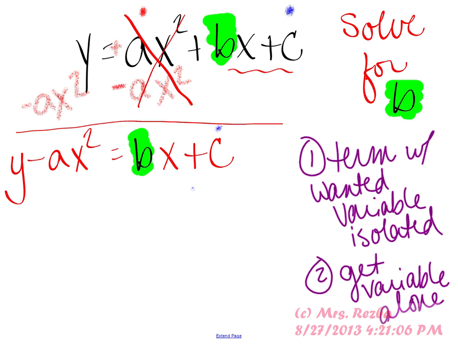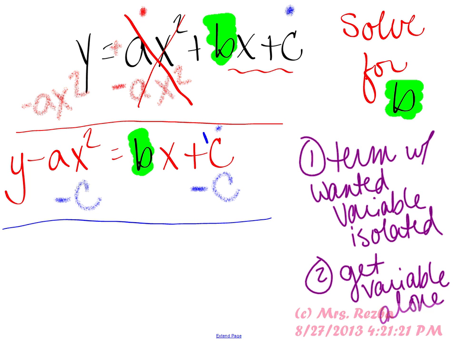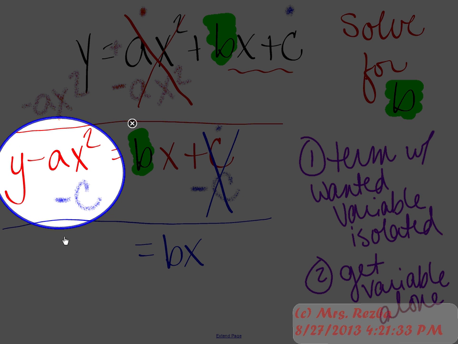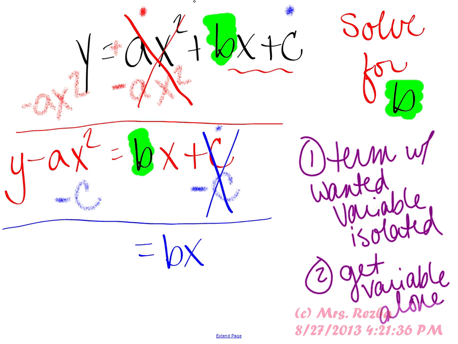So the inverse of plus c is minus c. We're going to subtract c from the right, and what we do to one side we have to do to the other. So we're going to subtract c from the left. Now when we do this, we're going to notice that on the right-hand side, plus c minus c goes away. So on that right-hand side, we're lucky. We're left with only bx. On the left-hand side, we have a y, we have an ax squared, and we have a c. None of these look the same to me, so we have no like terms. So on the left-hand side, we have y minus ax squared minus c. And now we're happy. Step one is done. The term with the wanted variable has been isolated.